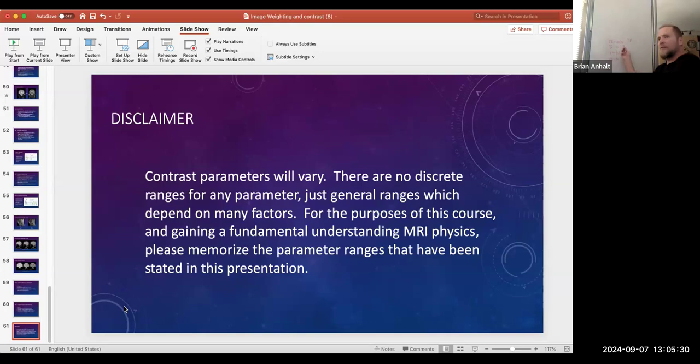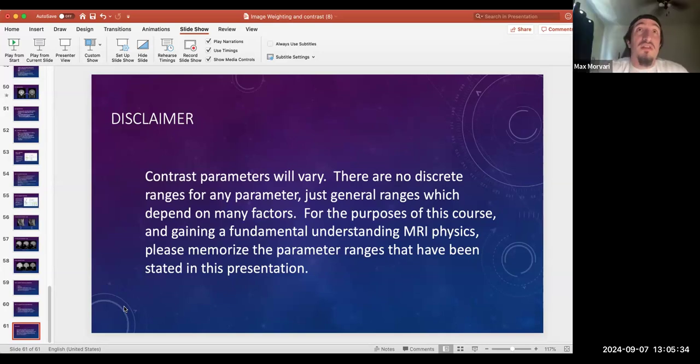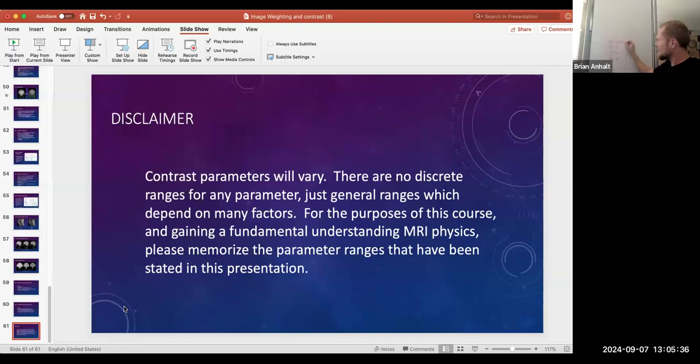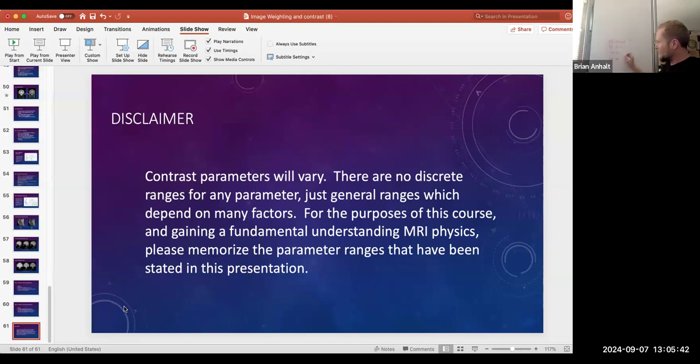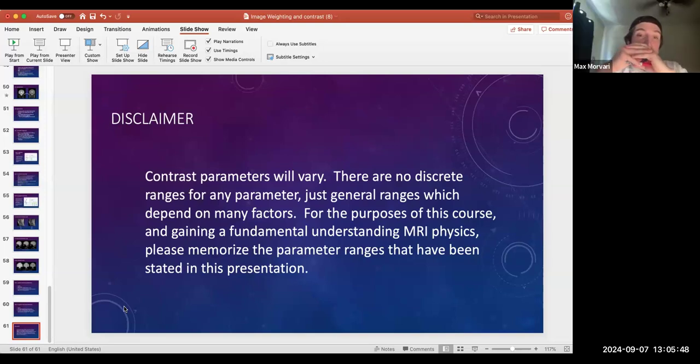How about this? Start with your TR. Is that a long TR or a short TR? It's long. Is that a long TE or a short TE? Short. We've minimized T1 information and minimized T2 information. So what do we get? Proton density. Look at that.